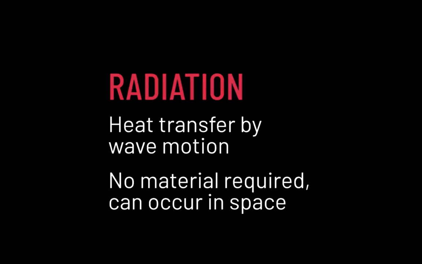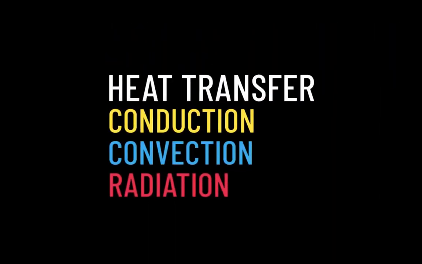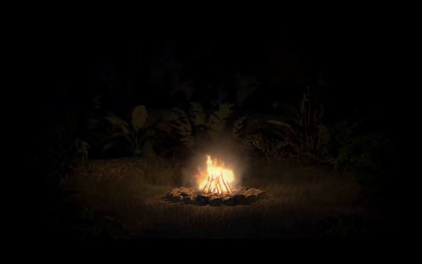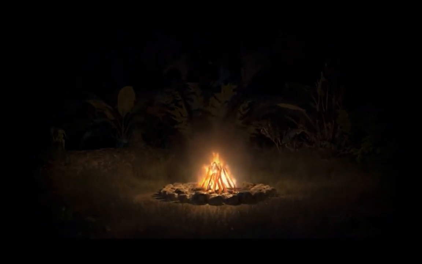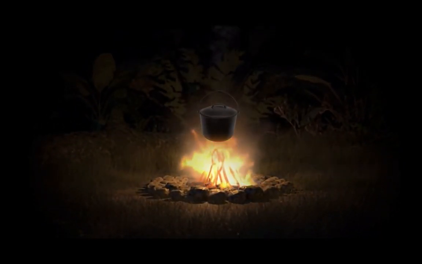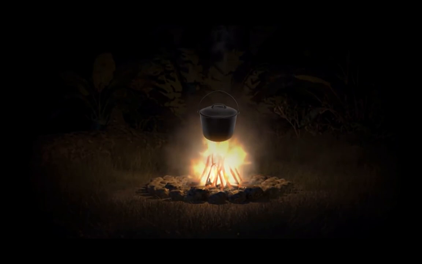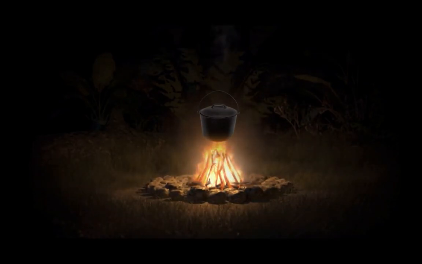And so if we look back, we have our three types of heat transfer: conduction, convection, and radiation. And it's important to know the key word that goes with each one. For convection, it's going to be density differences. For conduction, it's going to be contact. And for radiation, it's going to be waves. We can sum all three types of heat transfer up in one diagram by looking at something as simple as a campfire. Imagine that you're camping and you hold a pot of water or stew above that flame. Well, right now in this one picture, we are seeing all three types of heat transfer take place.